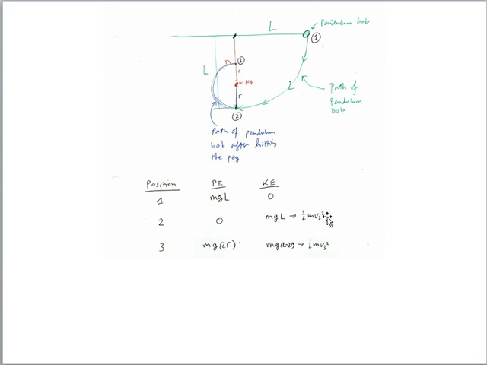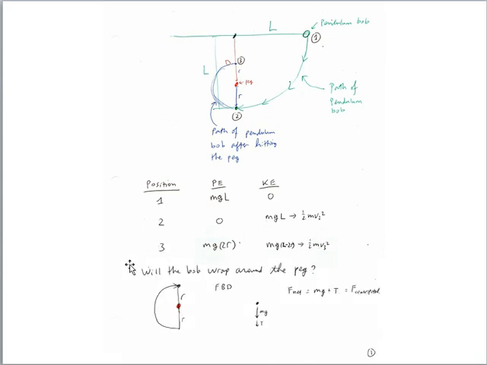We don't really need to know this velocity. What's important is position 3. When the pendulum string hits the peg and the bob wraps around the peg and reaches point 3, the potential energy is mg times 2r, and the kinetic energy is whatever is left over. That would be mgL minus mg2r, and you set that equal to 1/2 mv3 squared, and then solve for v3. We'll use this result later on, but let's move on to the next slide.